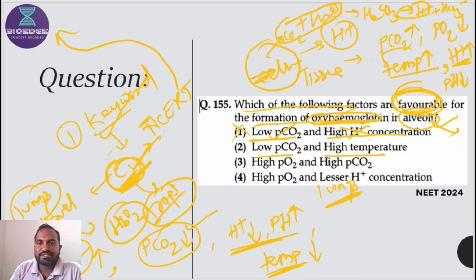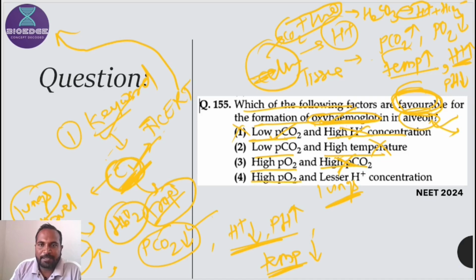Then low partial pressure of CO2, correct. Then high temperature, no, at tissue level there is a high temperature as we discussed earlier. High partial pressure of O2, correct. Partial pressure of O2 is high at the lungs level. And high partial pressure of CO2, wrong. High partial pressure of CO2 is at the tissue level because there is a production. So glycolysis results in the formation of ATP along with the gaseous byproduct like CO2. That's why high partial pressure of CO2 is at a tissue level.